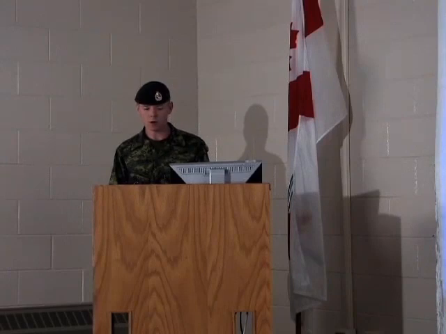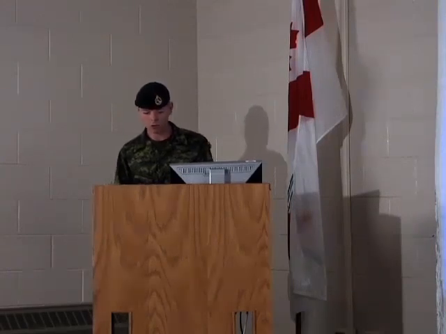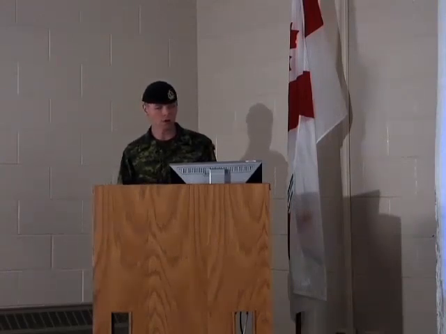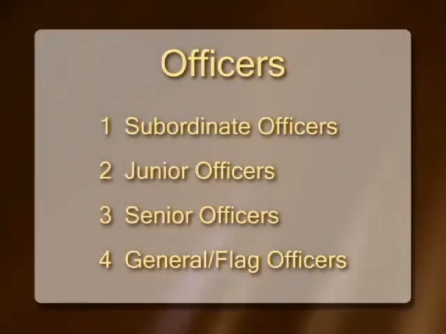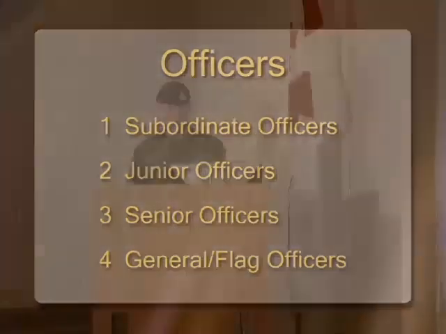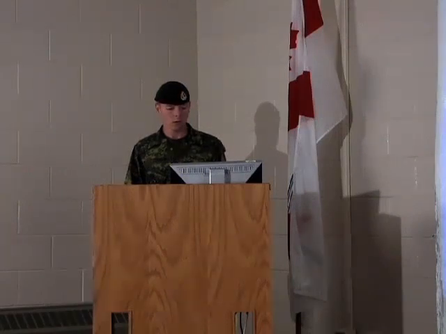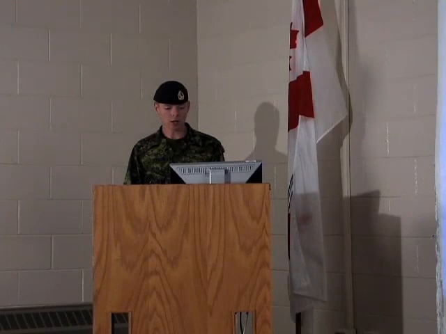So we just looked at the non-commissioned member rank structure. Now we're going to move on to the officers. Officers are divided into 4 categories. First, we have subordinate officers, then junior officers, senior officers, and finally, general or flag officers.